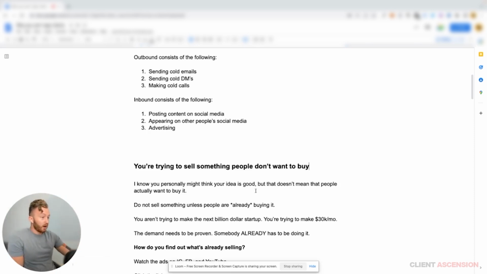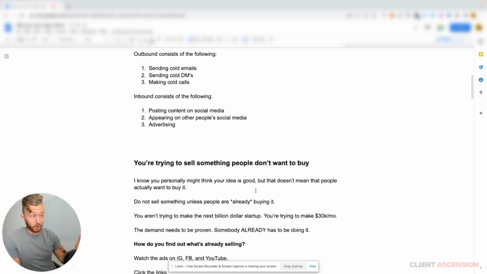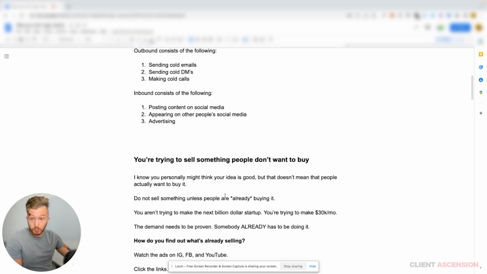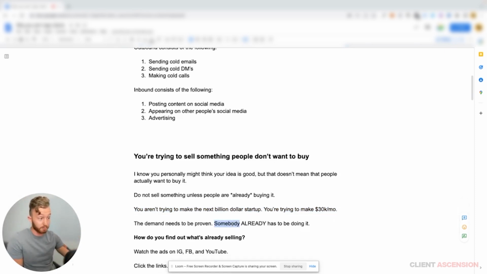I know you personally might think your idea is good, but that doesn't mean people actually want to buy it, right? Do not sell something unless people are already buying it, right? You are not trying to make the next $1 billion startup. You're trying to make 30K a month. That's what you're trying to do, right? If you're trying to make 30K a month, maybe 100, you need to sell something that already exists, right? Somebody else has proven demand. People want to purchase it, right? The demand needs to be proven. Somebody has to be doing it.